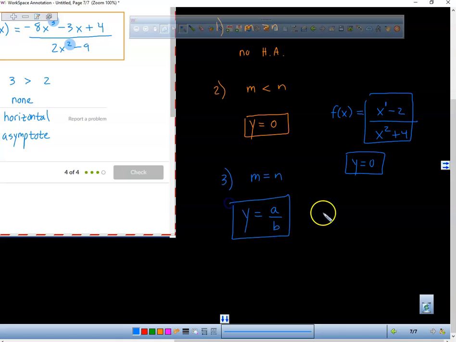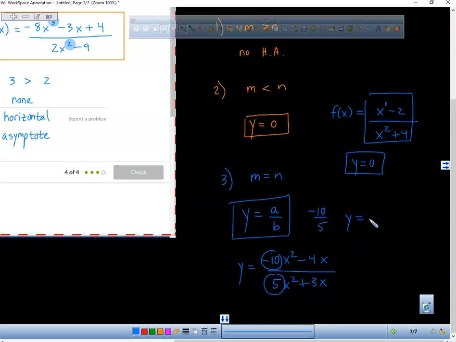And you're like, what does that mean? Check this out. I'm going to give you one example. Ready? Y equals, let's put negative 10 x squared minus 4x over 5x squared plus 3x. Are these powers the same? Ooh, what's my a value? Negative 10. What's my b value? 5. So this would be negative 10 over 5.